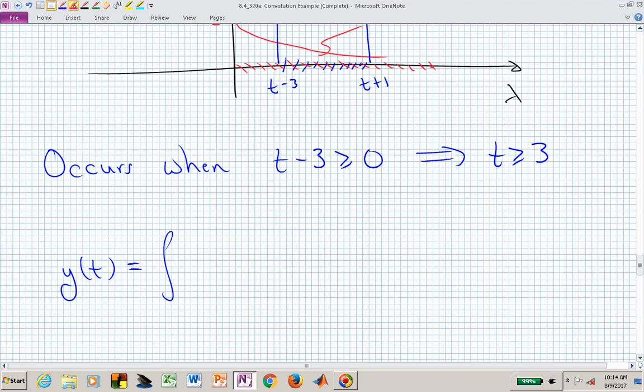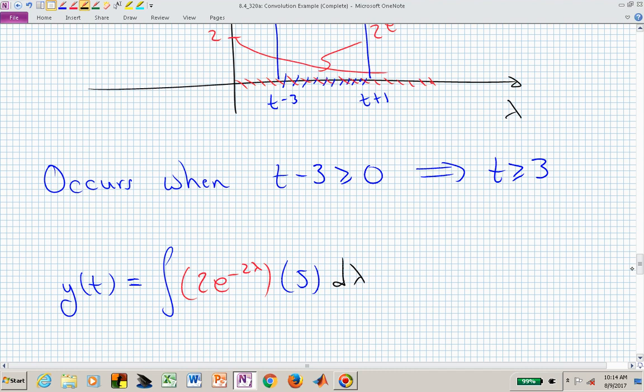The integrand hasn't changed. That's still 2e to the minus 2 lambda, that's h of lambda. X of t minus lambda is still 5. That hasn't changed. D lambda. Now what do we have? Well, we're not integrating from 3 to infinity. We're integrating over the values of lambda that establish where we have the blue hash and the red hash overlapping, or the cross-hatching. And the lower limit of that is now t minus 3, and the upper limit is t plus 1.